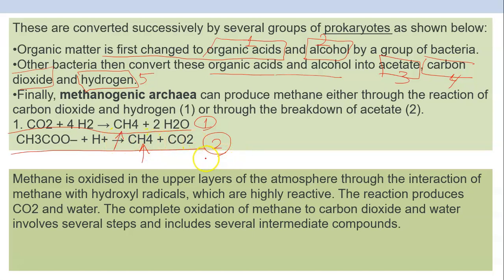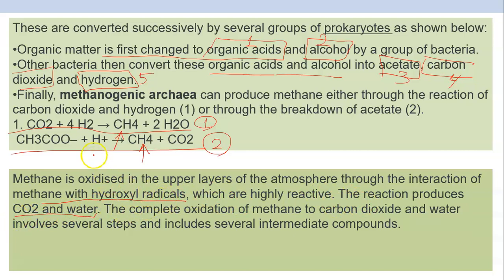What happens to the methane? Methane will be released, and after release, methane is oxidized in the upper layers of the atmosphere through the interaction of methane with hydroxyl radicals, which are highly reactive. The reaction produces carbon dioxide and water.